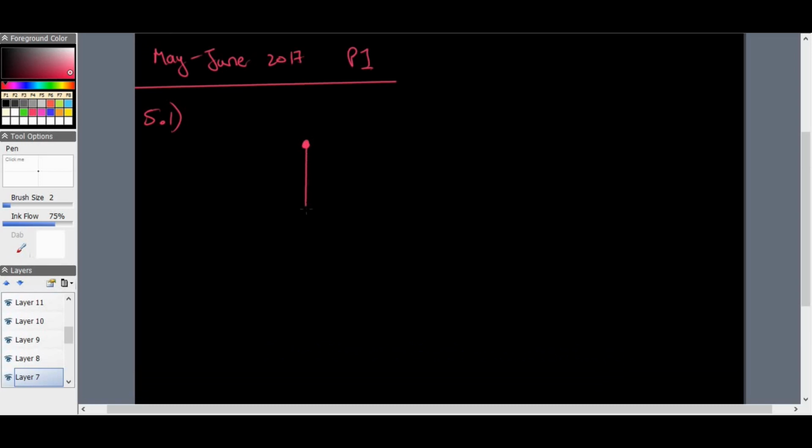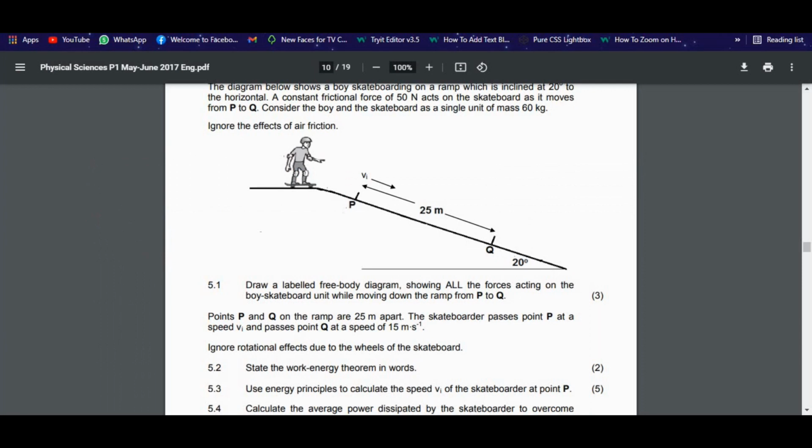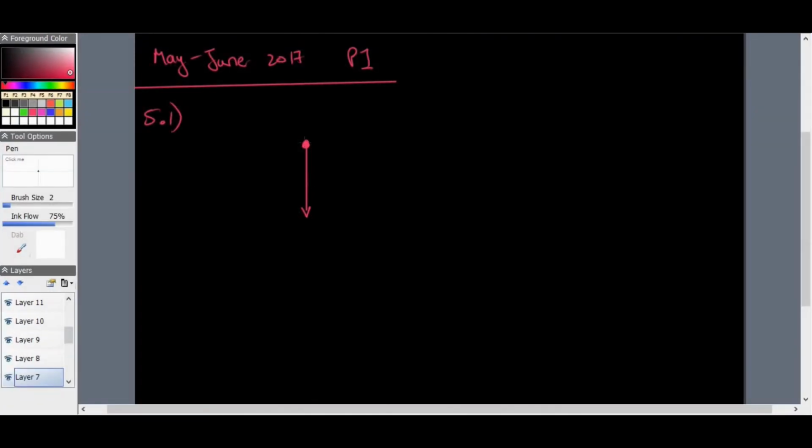Gravity, of course, goes straight down from where he's standing. And when he starts rolling down the ramp from P to Q, obviously, the normal force is going to go over here. Well, that was a very bad line. Force goes over here, and of course, friction now goes in the opposite direction. Force of friction. Okay, so that was the free body diagram, 3 marks.